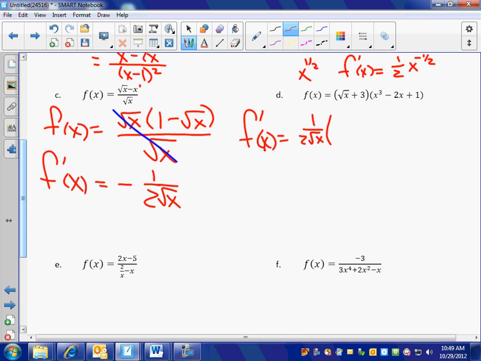Times the second one left alone, which is x to the third minus 2x plus 1, plus 3x squared minus 2 times the square root of x plus 3. Let's just leave it like that for right now, okay? No worries. That's a derivative. If you plug in x there, you will get the instantaneous rate of change at a given point.